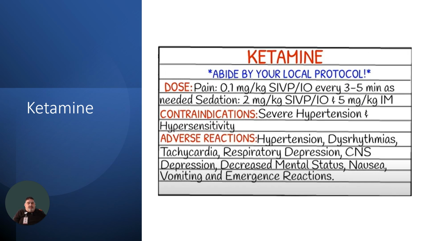You can get respiratory depression if given too fast or too much. That's why we'll give it weight-based. It does cause CNS depression, which it's supposed to, so keep that in mind. It can cause nausea and vomiting, so it's always a good idea to give it in conjunction with some Zofran. And you can get an emergence reaction, which we'll talk about in a little bit.